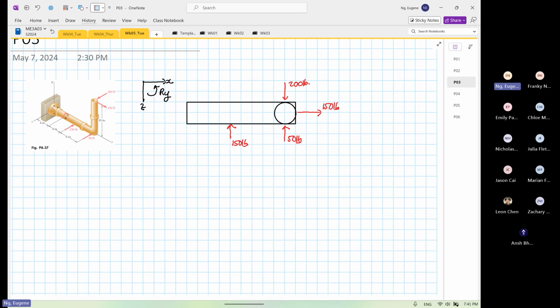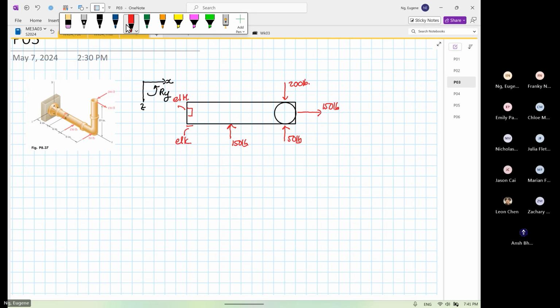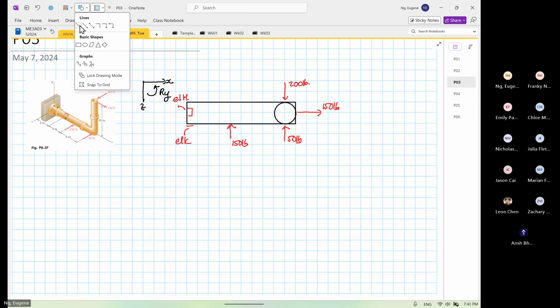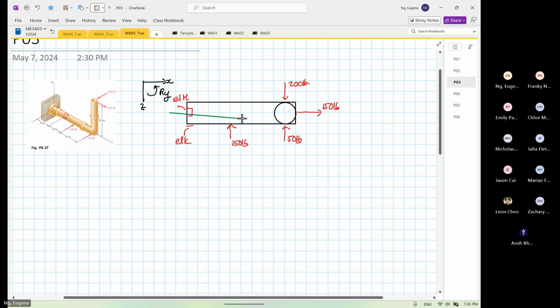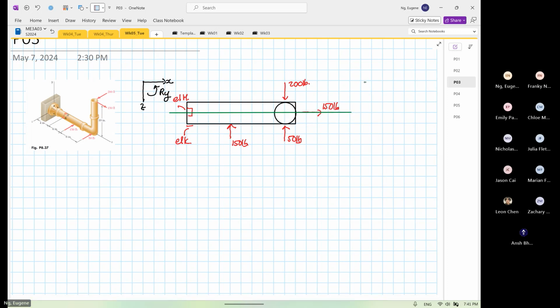And then you sketch in your element. So now this is your element, right? Element H. And then over here, you have your element K. Again, sketch your geometric axis. Right, this is your geometric axis. Okay, so this is your geometric axis relative to the elements.